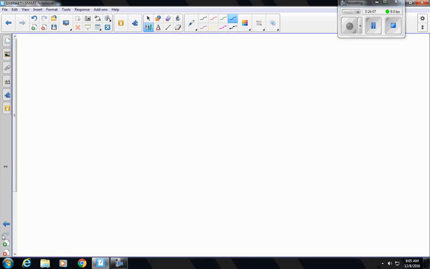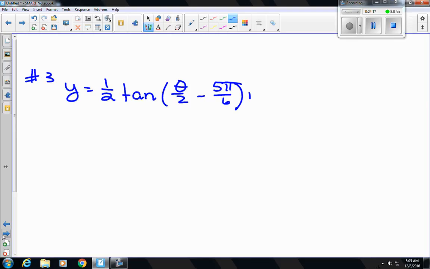So this is number 3: y equals 1/2 tangent of theta over 2 minus 5 pi over 6, plus 1. It's the same quiz, number 3, the tangent graph, which I think are the two that you guys struggle with the most. Good, this is good to do.